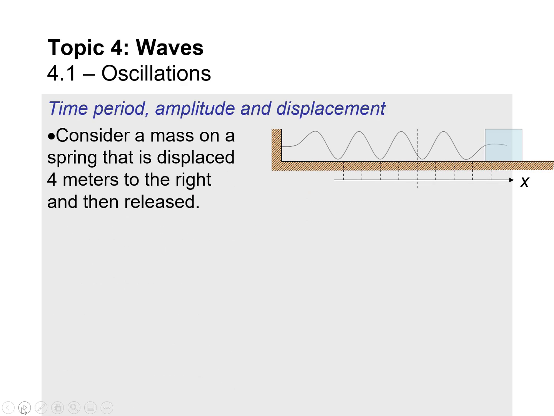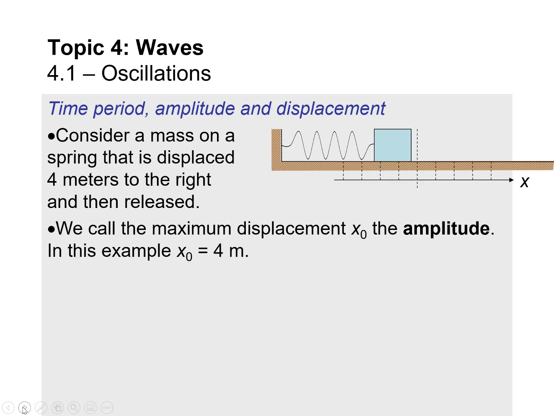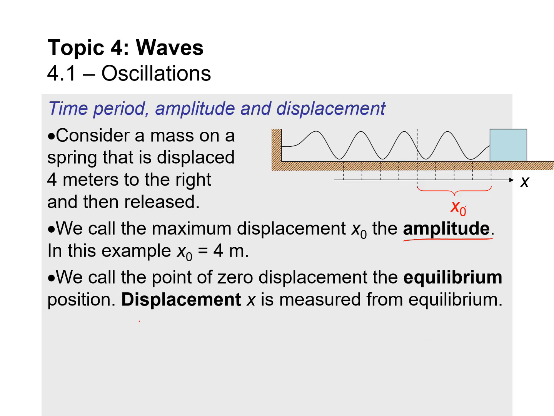But let's define a few terms related to oscillations. Some of them you may already know. Number one is amplitude. Amplitude is the maximum displacement from equilibrium. So in this case, our amplitude is that distance from the center to the maximum, or the center to the minimum. You can see that those distances are going to be the same. The point of zero displacement is the equilibrium position. We always measure our displacement x from equilibrium.